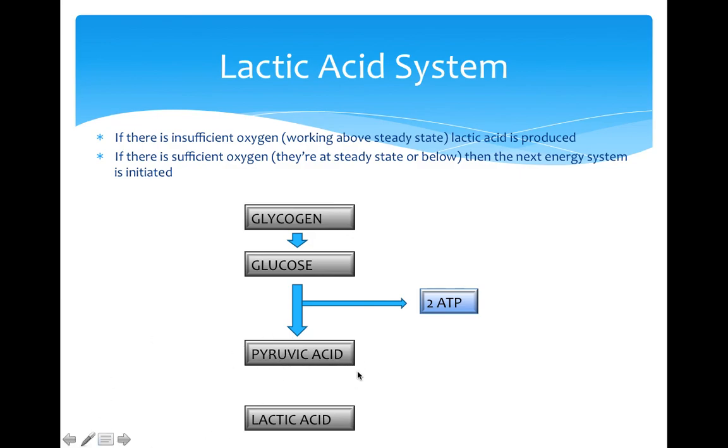And what that sends as a message to your body is, hey, we're working way too hard. I've got nothing to mix with this pyruvic acid. Therefore, it's going to turn into lactic acid. And what's going to happen? You're going to stop.